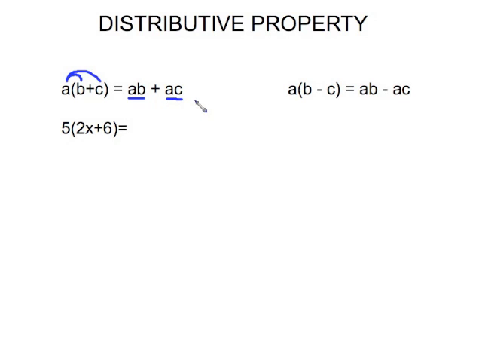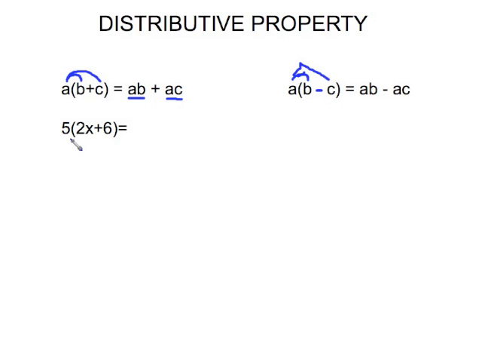There's our AC. The distributive property works if there is a minus inside the parentheses. It is still A times B minus A times C. So the number outside the parentheses is going to be multiplied by everything inside the parentheses.